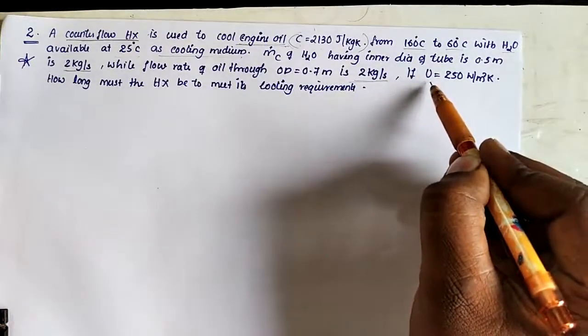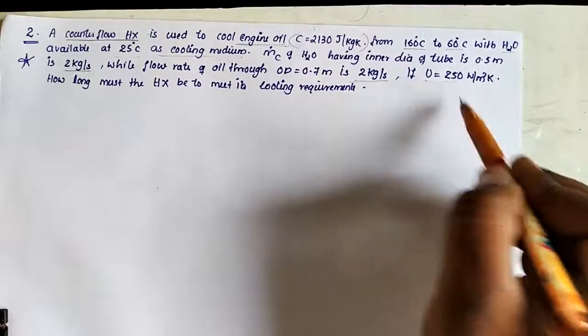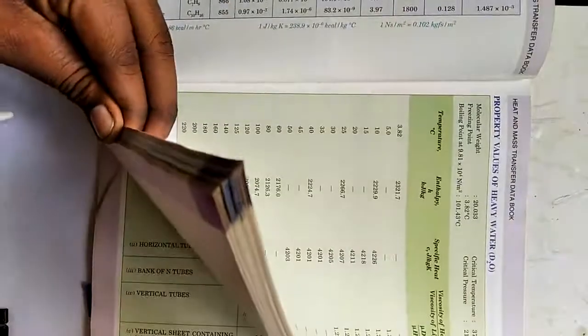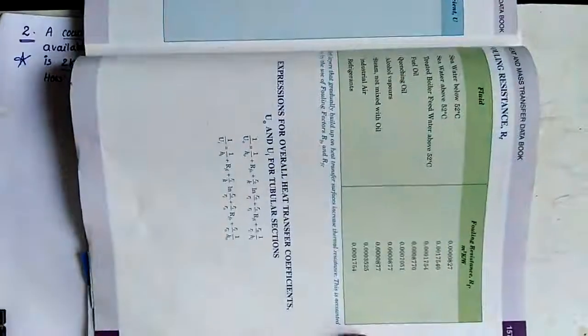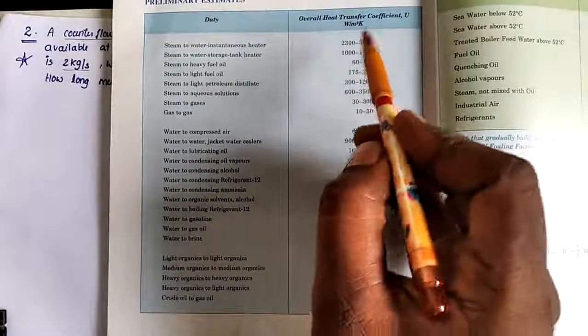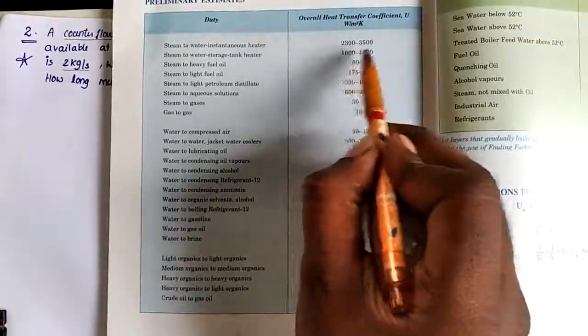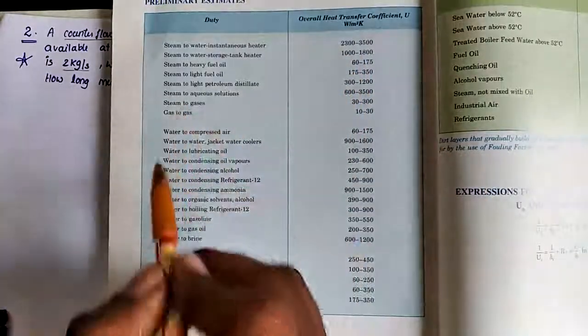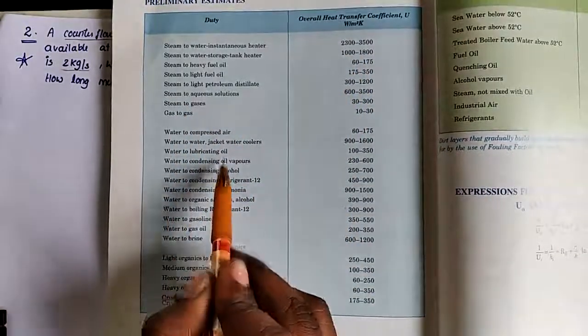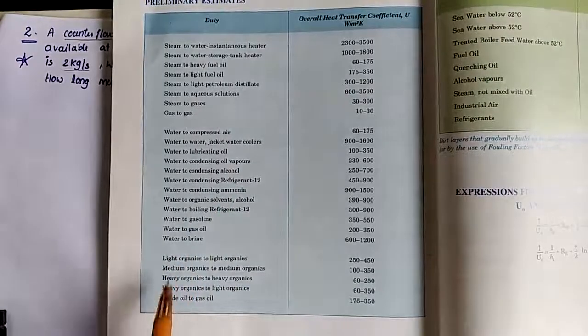Here the overall heat transfer coefficient is given in the question. If it is not given, it can also be taken from our HMT data book, on page number 156. There, different overall heat transfer coefficient values are given for water to oil, water to lubricating oil, and water to engine oil.